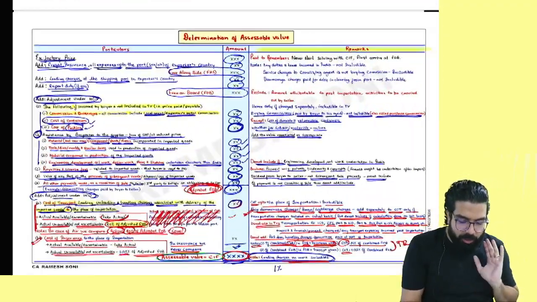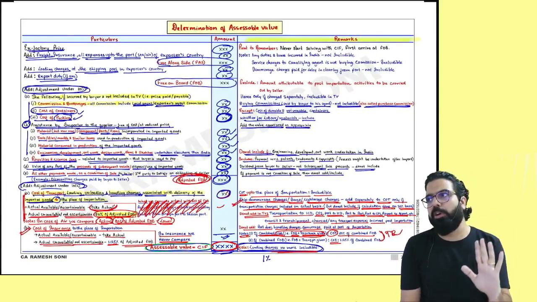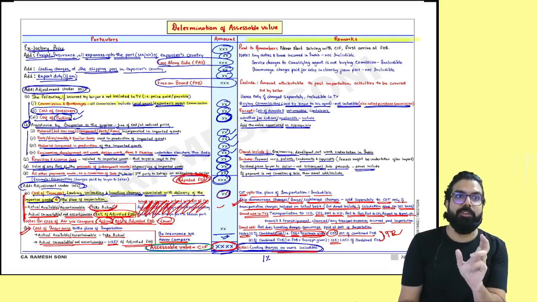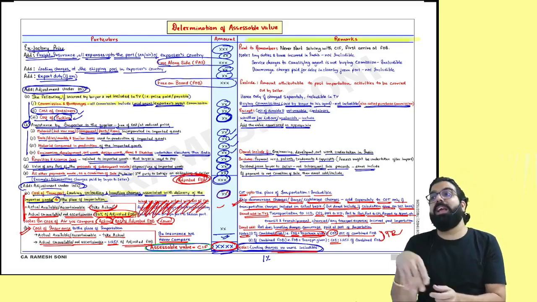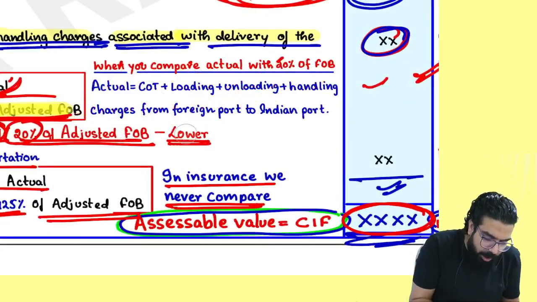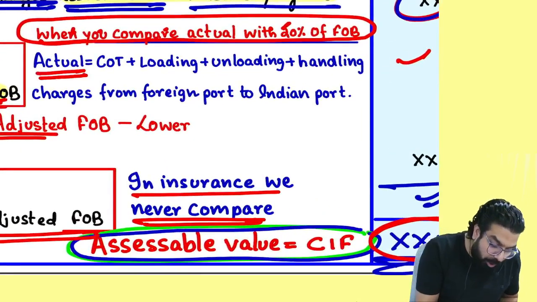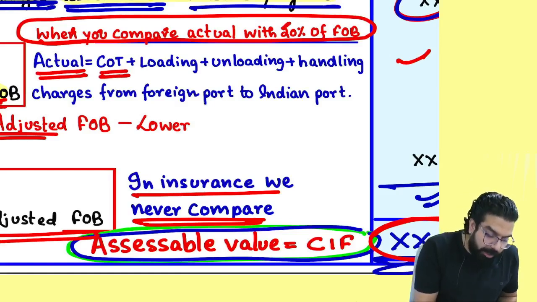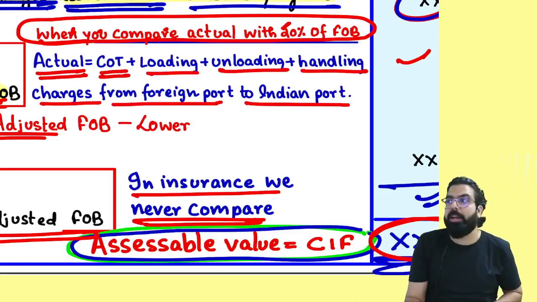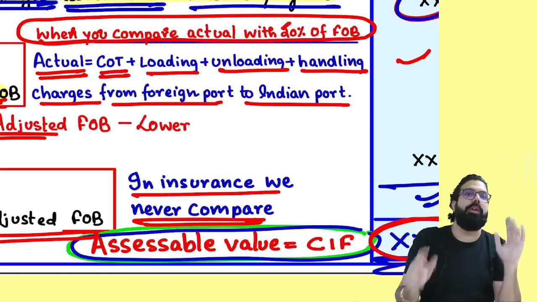Yes, sir. Now listen, today you have to go home and do some questions. Only then you will be able to do it in the exam. In case of air, we always compare. So you have to take actual. I've written over here. When you compare actual with the 20%, in the actual also, you should take cost of transportation, loading, unloading, handling charges from foreign port to the Indian port, and that you should compare with 20%, and take whichever is lower.